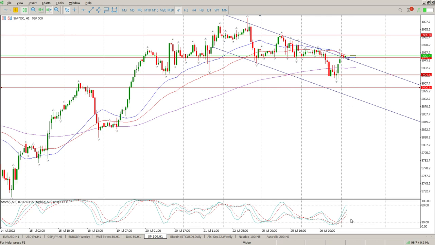Don't think it's going to be a massive leg lower. I think you are more than likely just going to come and close these gaps and then find some support lower down.